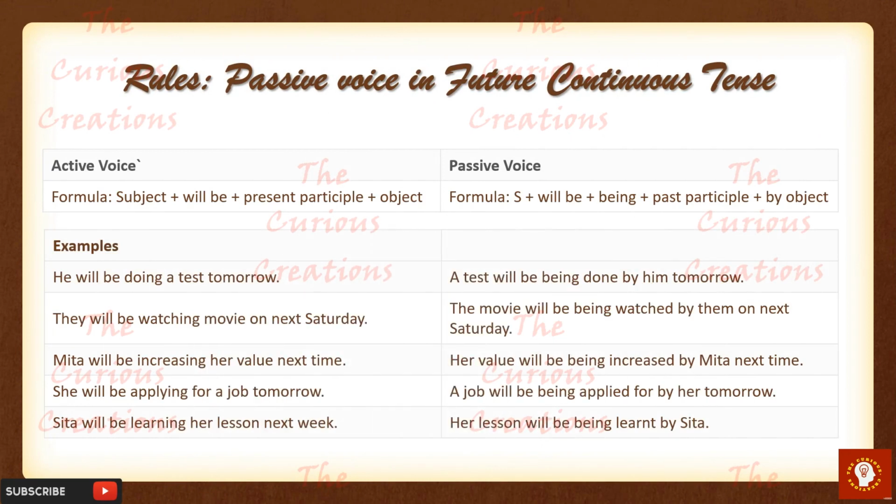Now, we have future continuous tense. The future continuous tense has the following format in active voice: subject plus will be plus present participle plus object. For example, she will be applying for a job tomorrow. While we convert it to passive voice, we have to follow the following general formula: subject plus will be being plus past participle plus by object. So in the passive, the above sentence becomes: a job will be being applied for by her tomorrow.